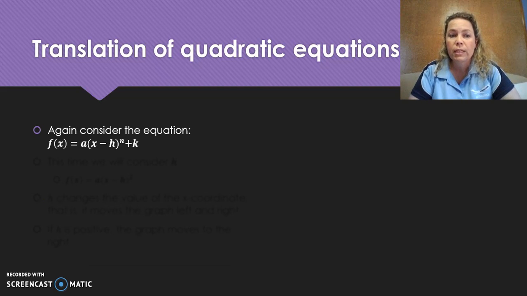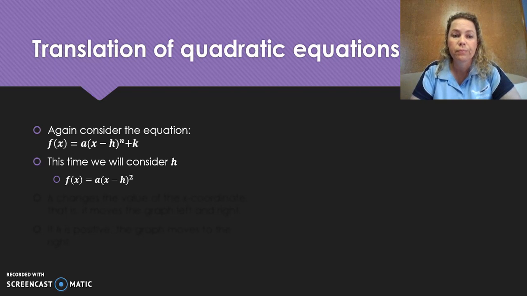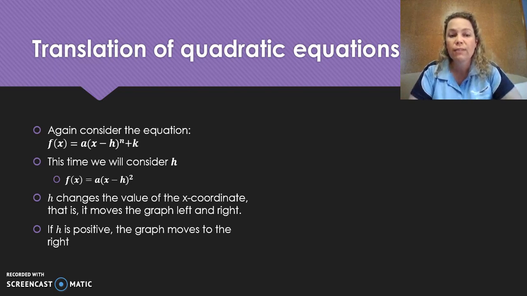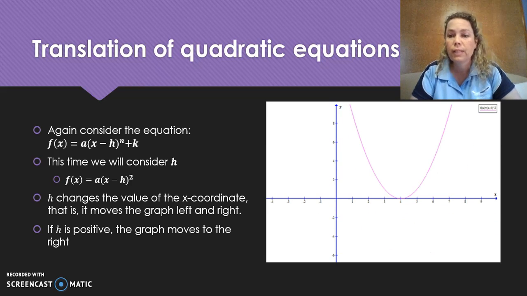Once again, let's go back to our original equation, and this time we're going to look at H. So we're going to set A to 1 and K to 0. So H changes the value of the x coordinate. That is, it moves the graph left and right. If it's positive, the graph moves to the right. So here is our equation of x minus 4 all squared.